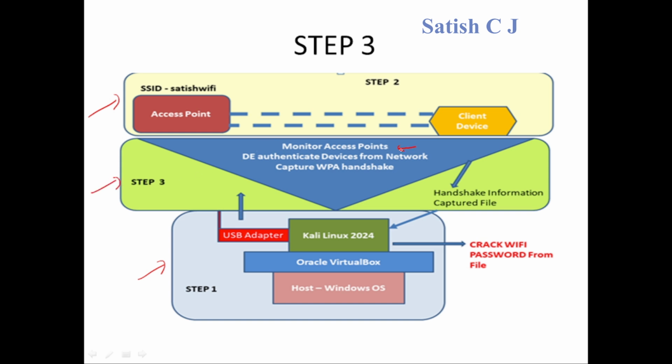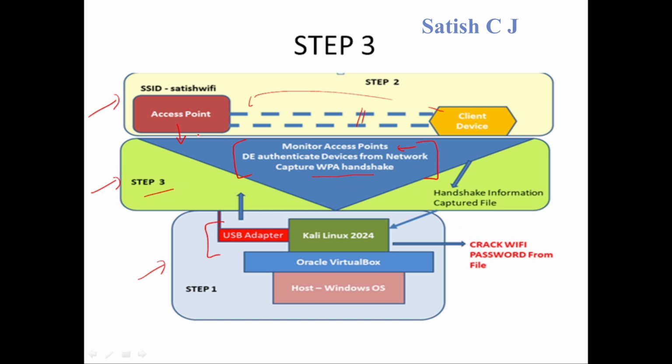We have to monitor the access points. So using our adapter and Kali Linux, we'll use tools to dump information about access points. We'll disconnect the devices connected to the access point, and then we'll force them to connect again. Once they are connecting again, we'll capture the WPA handshake file. So these are the steps in step number 3. Let's take a look at those steps.